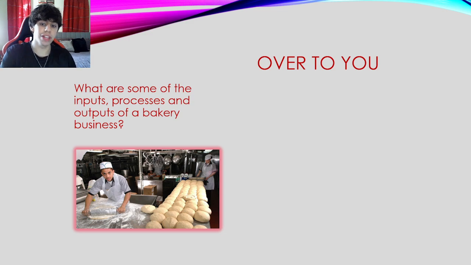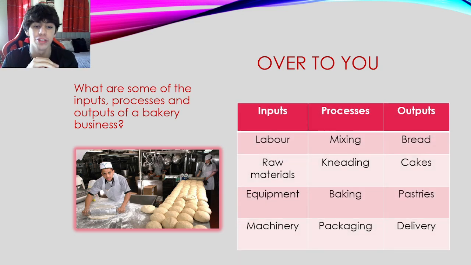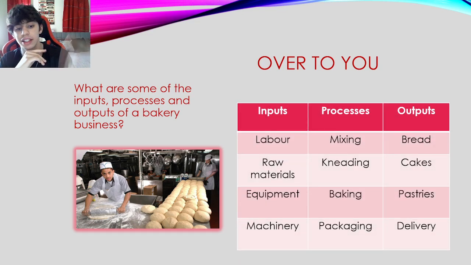Think about what are some of the inputs, processes, and outputs of a bakery business. Pause the video for a few seconds and compare your answers to the ones I'm going to give you. Okay, enough time. So for the inputs, you'll have stuff such as labor, raw materials, equipment, and machinery. For the processes, you could have mixing, kneading, baking, and packaging. And the outputs would be stuff such as bread, cakes, pastries, and delivery.